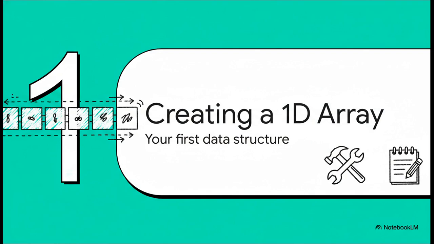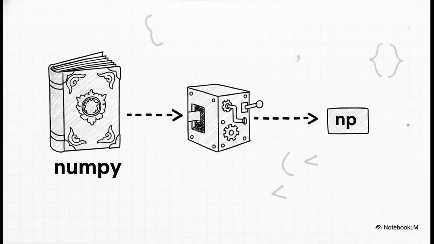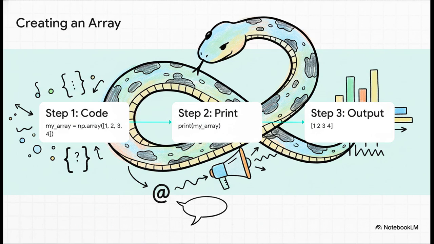We are going to create our very first one-dimensional array. The very first line of code in pretty much any data science project is this one. We import the NumPy library, and by a universal unspoken rule, we give it a nickname, np. It just saves us from typing NumPy over and over again. You'll see this everywhere. And here it is, our first array. We use np.array, and we just hand it a regular Python list of numbers. We save that in a variable, and when we print it out, boom, there it is.